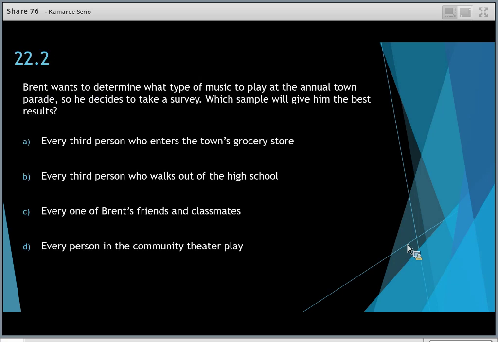Okay, so here's a question. It says that Brent wants to decide what type of music to play at the annual town parade. So he decides to take a survey. Which sample will give him the best results? Okay, well, he wants to know what type of music to play at the annual town parade.